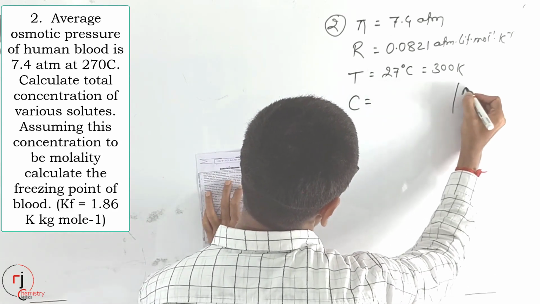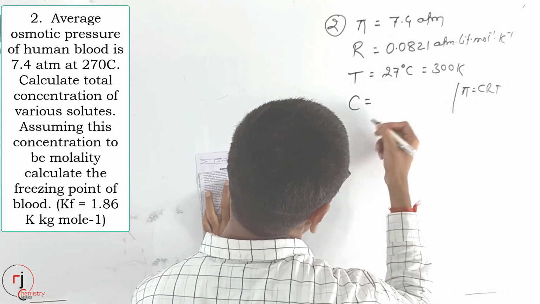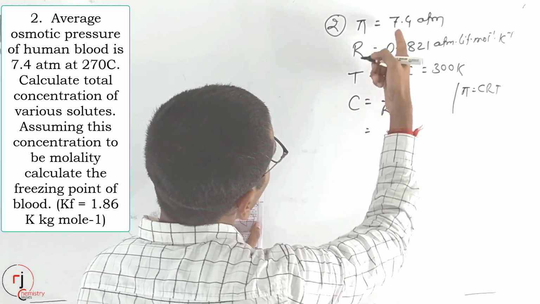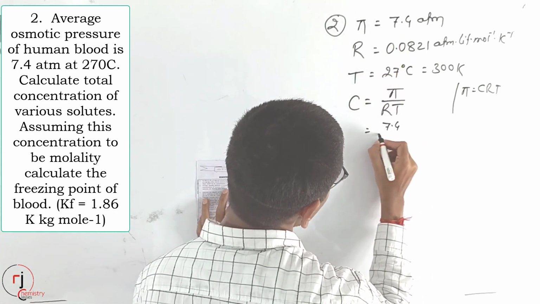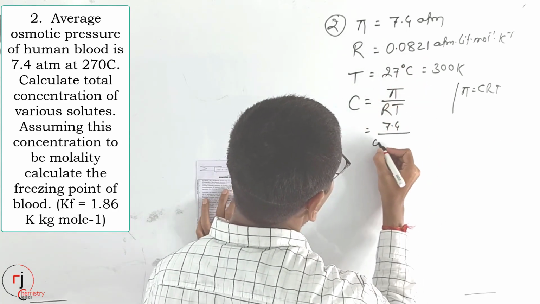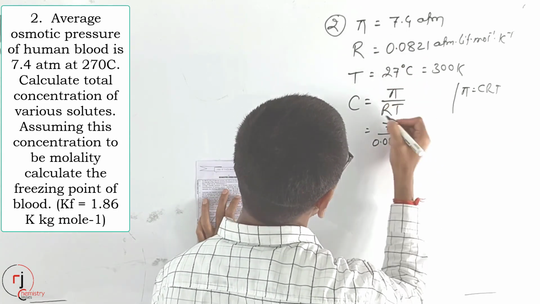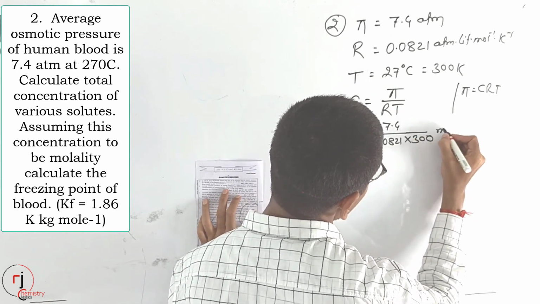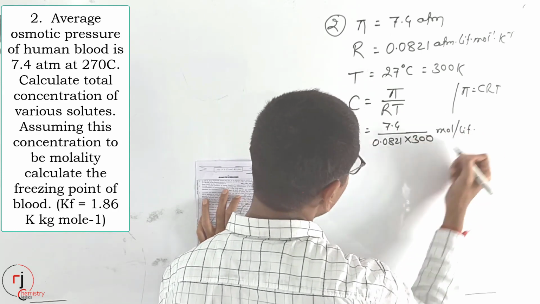Since we know that pi is equal to CRT, C is equal to pi divided by RT. What is the value of pi? It is written right here, 7.4. What is the value of R? 0.0821. What is the value of T? That is 300. And this concentration is actually in mole per liter, meaning molarity.